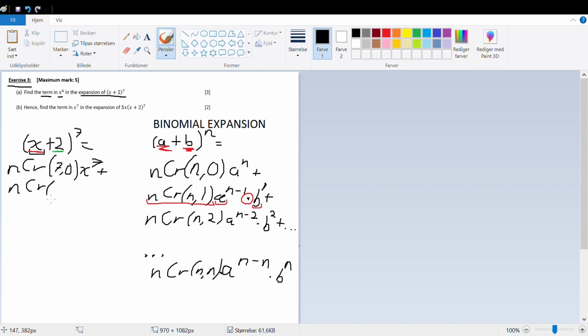Now, after that, we've also got nCr(7, 1), this time 1 further up. And then we have x to the 7 minus 1, so the 6th. That's from this first part, and then we have to keep in mind the second part, which is then times 2 to the 1.